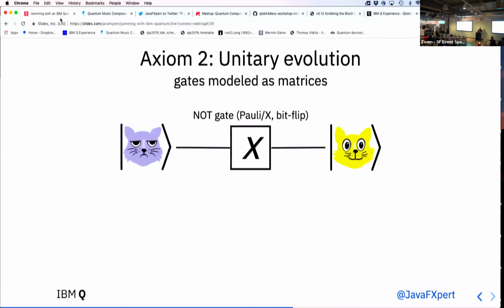So axiom two, unitary evolution. My cat can go from one state to another, and the gates are modeled as matrices. What's really cool, and it blows my mind, I don't know, for the physicists it's probably old hat by now, but it still blows my mind that you can model nature with simple linear algebra, simple vectors and matrices. So you can model the behavior of quantum mechanics in nature with simple linear algebra. Which means you can flip that. And here's the part where I hope you'll corroborate with me. Baked into nature is the ability, because you can model it with linear algebra, to instantly do linear algebra operations with humongous vectors and matrices, right? Because you can model them with those.